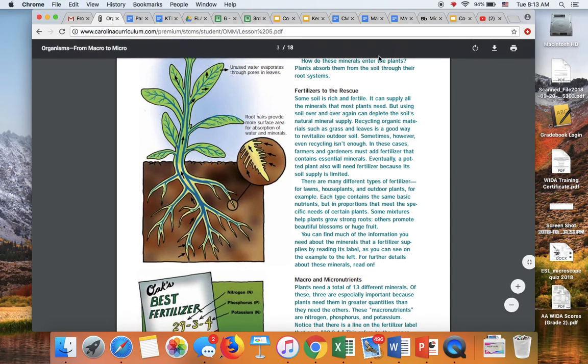How do these minerals enter the plants? Plants absorb them from their soil through their root systems. You can see here is the plant, here is the soil, the brown, and here are the roots. In Spanish, it's raíces, of the plant, and that is how they get their minerals. People eat to get their minerals, but plants absorb to get their minerals.